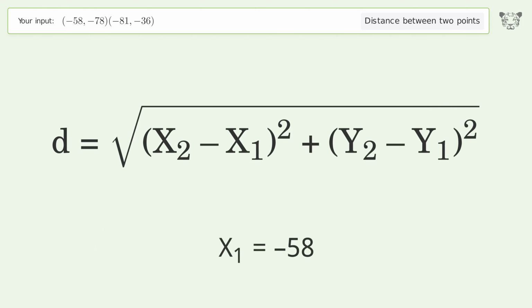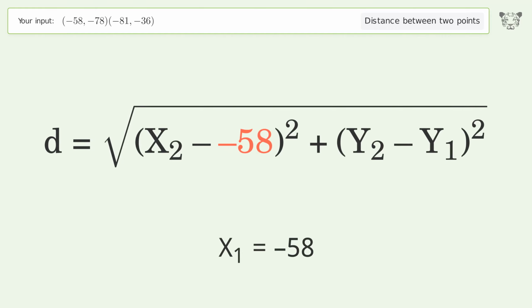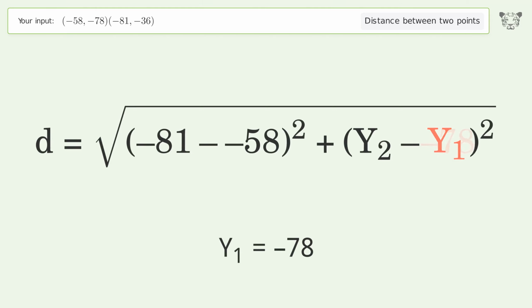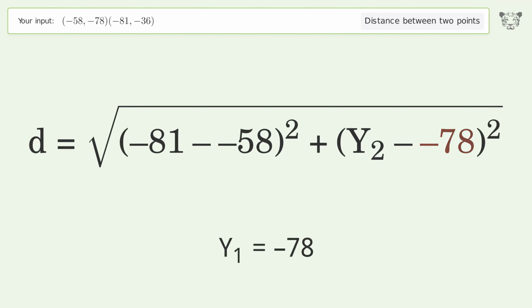x1 equals -58. x2 equals -81. y1 equals -78. y2 equals -36.